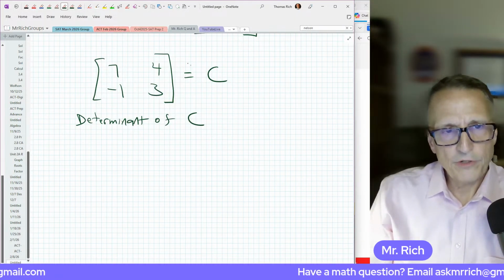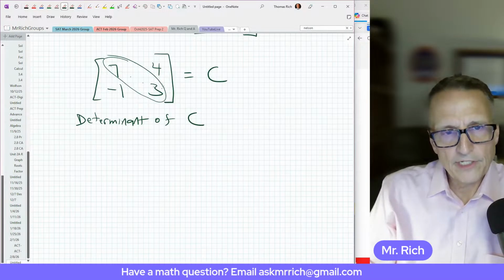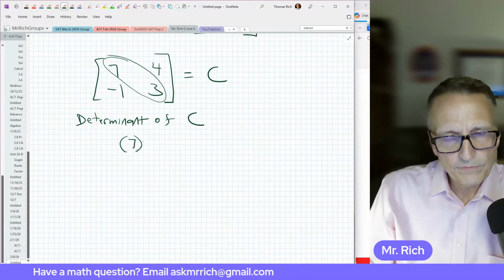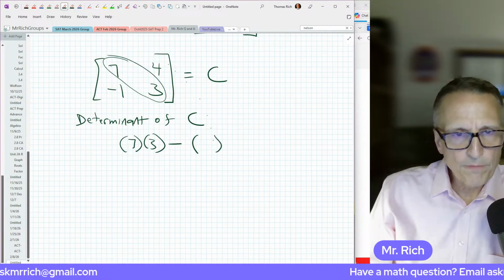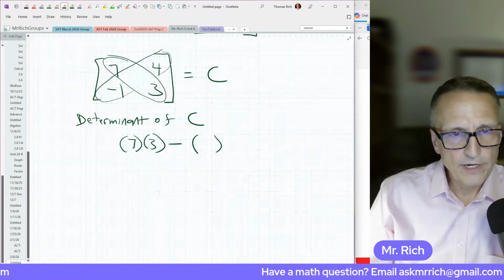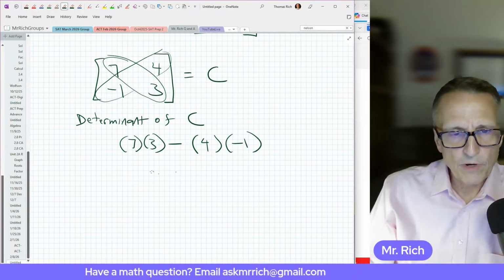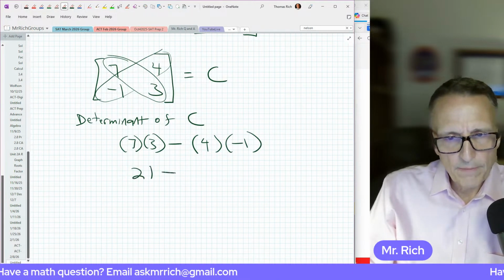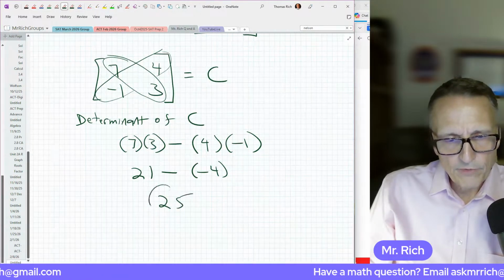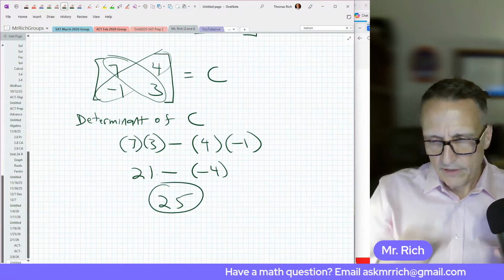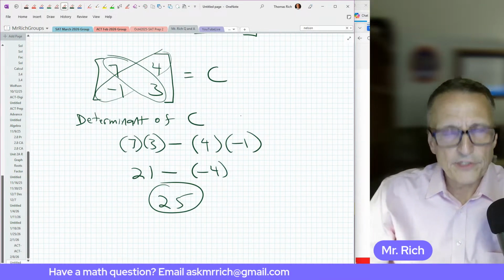It is where you take the first diagonal product of the matrix. You're going to take 7 times 3, and you will take away the other diagonal product, which is 4 times negative 1. So that would be 21 minus a negative 4. The determinant of the matrix is 25. And then that 25 is the determinant.